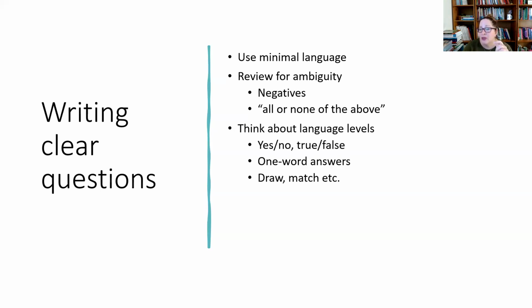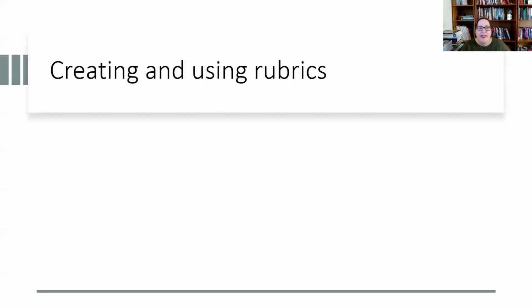Think about those language levels. So give questions that they can answer yes or no, or true or false, or questions that have one-word answers, or look at alternate methods. Have them match words and pictures, or have them draw something rather than getting into the linguistic aspect that they're not ready for. Provide visual support for questions and answers, and provide whatever you need to make sure they have access to equity in that assessment.